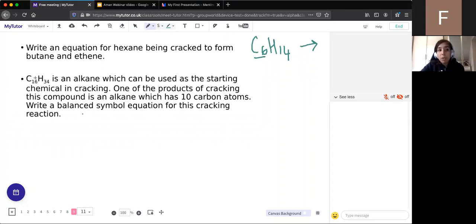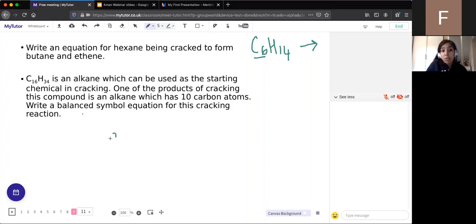So we're being told that we've got an alkane with 16 carbons. It's used as the starting chemical in cracking. One of the products of cracking this compound is an alkane which has 10 carbon atoms. Write a balanced symbol equation for this cracking reaction. And what they would do in the exam is they would tell you that there is one more product. So there's 2 products. One of them is an alkane with 10 carbon atoms, and there's something left over that we need to be able to decipher. And it's essentially just a bit of maths, really.